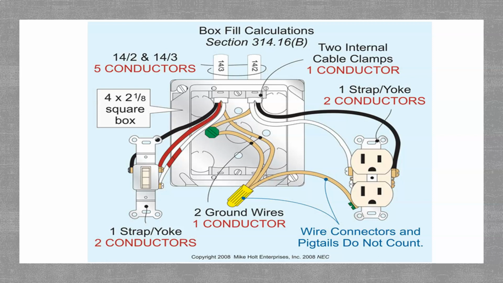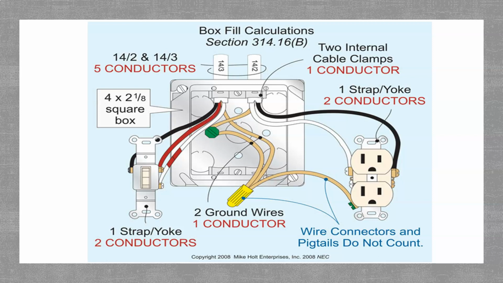Finally, on our left and right hand sides we have a single pole switch and a duplex receptacle. The single pole switch being one device mounted on 1 yoke or strap, we count that as 2 conductors or 2 allowances. Our duplex receptacle being 2 devices mounted on 1 yoke or strap, we're still only going to count that as 2 conductors or 2 allowances, meaning that our total count of allowances for this box, not counting the equipment grounding conductor, would be 10 conductors. Counting the equipment grounding conductor, that would bring us up to 11 allowances.